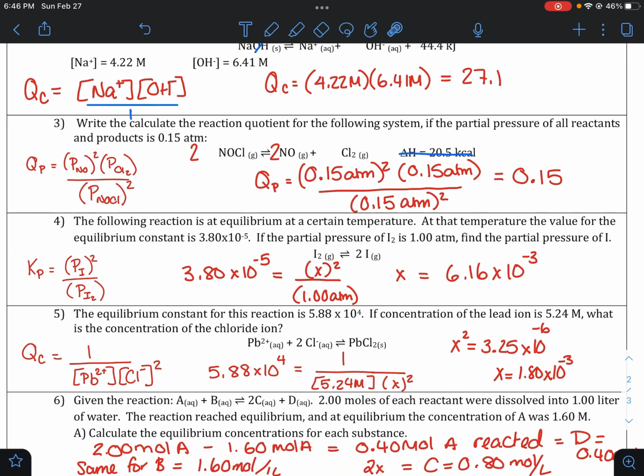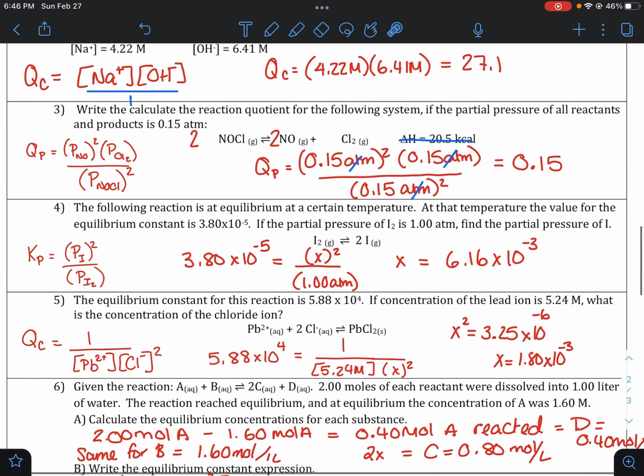Number 3, we go over here and we write our QP equation, okay, using our new coefficients, 2, 1, and 2. Then from there, we plug all the values in, being the same at 0.15 atmospheres. Okay, and again, you're welcome to not write the units if you'd like, but at the end of the day, they cancel out and we get 0.15 atmospheres. Okay?